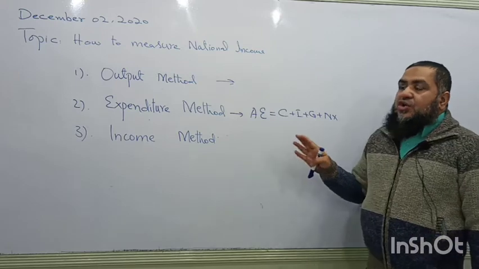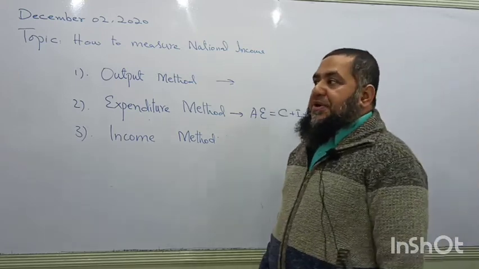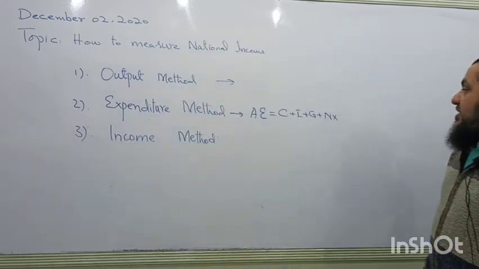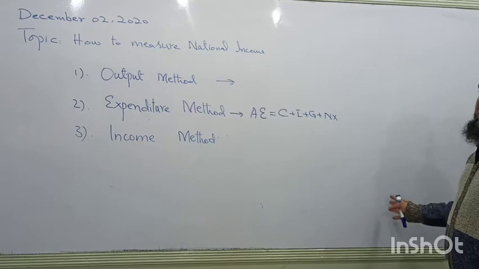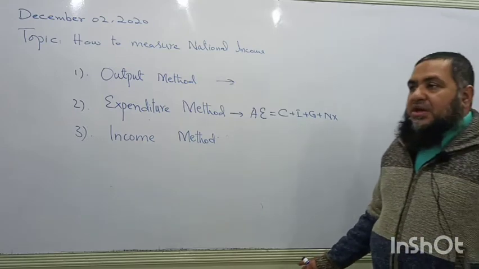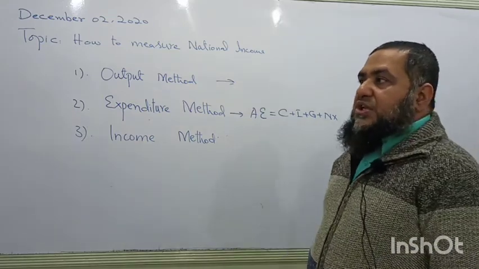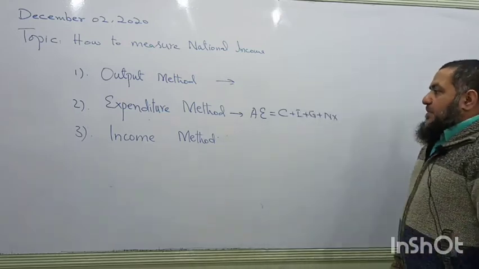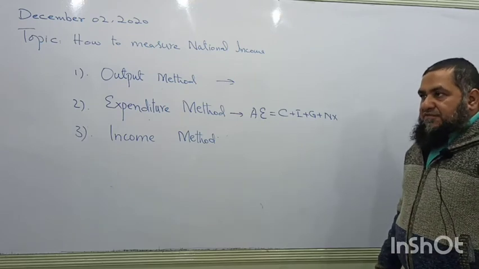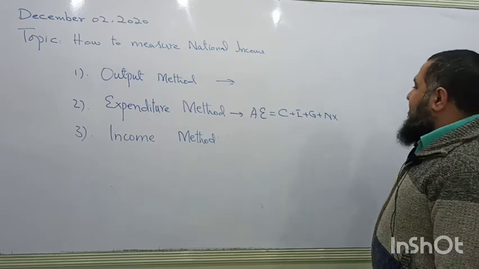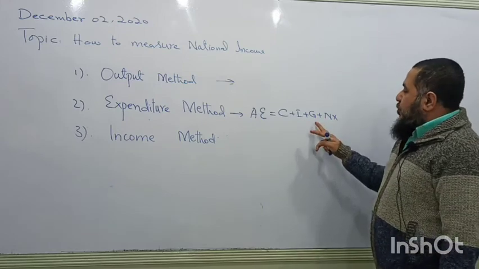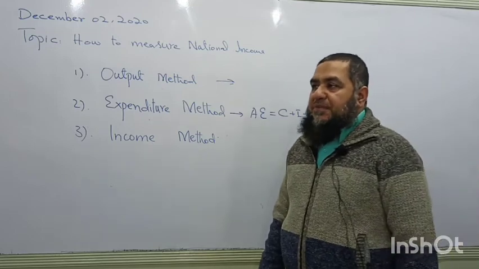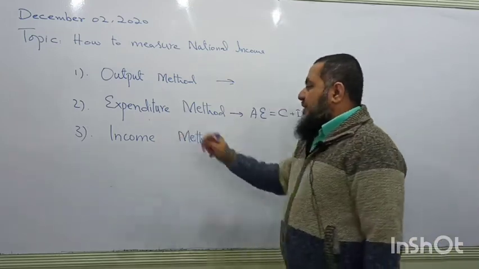The reason is no corresponding output has been produced against these expenditures or transfer payments. They are just a transfer of funds from one sector of an economy to another. Like pension is paid out of the income earned by the employed people. Now they are contributing to the pension fund of the old age people. So this is just a transfer of funds, and no corresponding output has been produced. That's why transfer payments are excluded from the measurement of national income by the expenditure method.